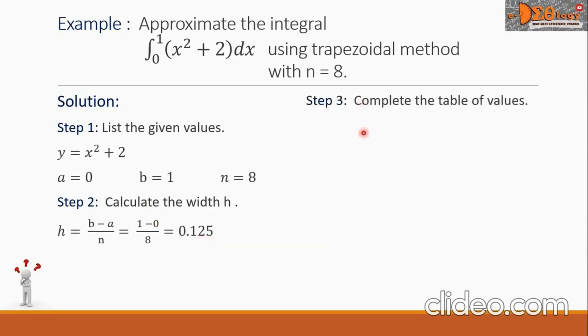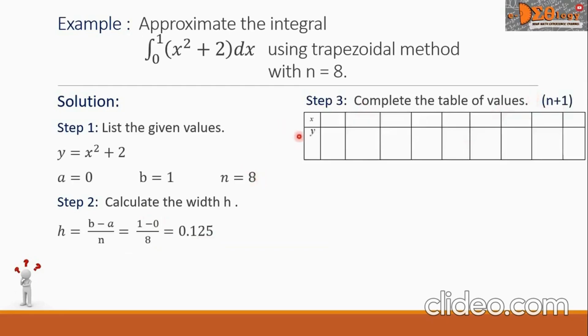Step 3, let us complete the table of values. So we have here two rows for x and y respectively. Here, we're going to write n plus 1 columns. So we have n as 8, so we will write here 9 boxes or columns. In the first box for the x, we will write the value 0, that is the a, and the last box is the number 1, that is the b. In between, we're going to fill the values.